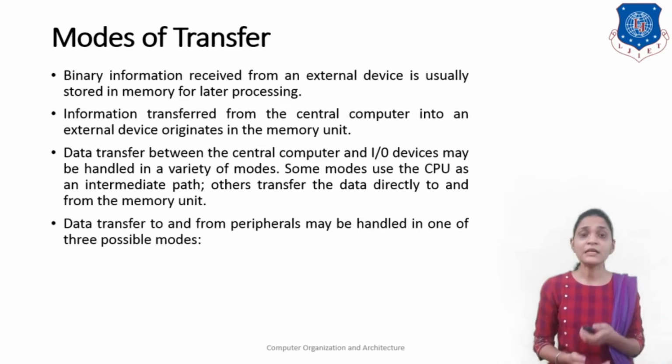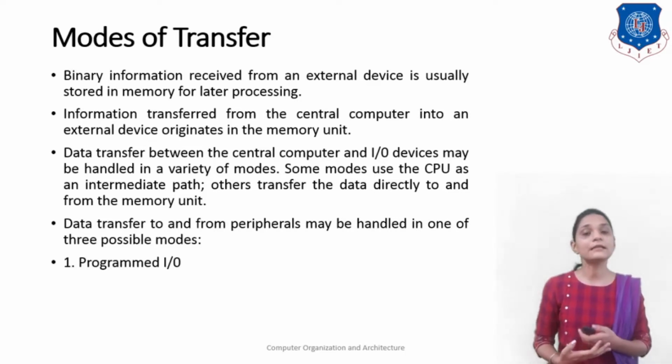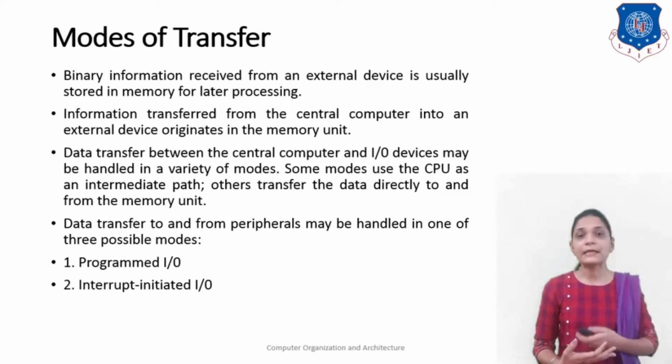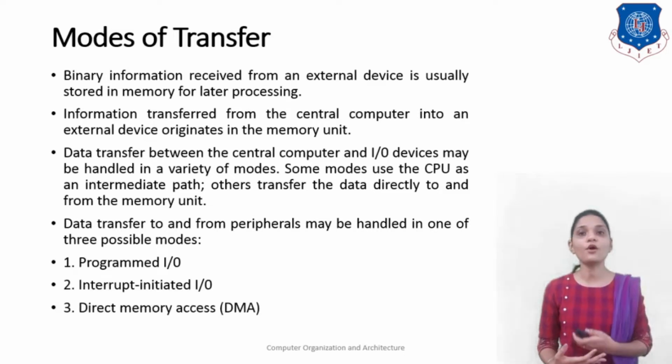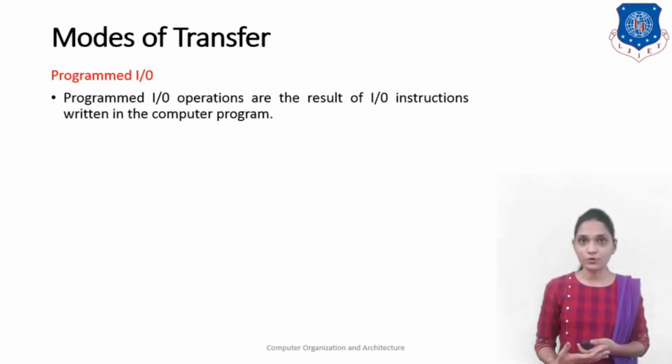So in this way you can use different modes for transferring the data from your I/O device to your CPU. The data transfer to and from the peripheral may be handled by one of three possible modes, and these three modes are programmed I/O mode, interrupt initiated I/O mode, or direct memory access mode. So you can use any of the three modes. We will see all three in detail. First one is the programmed I/O.